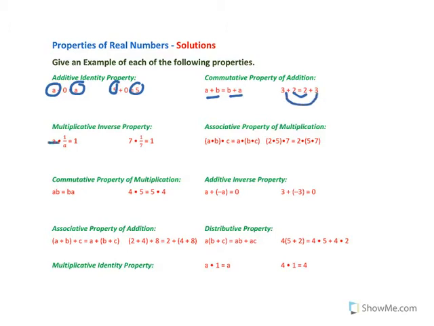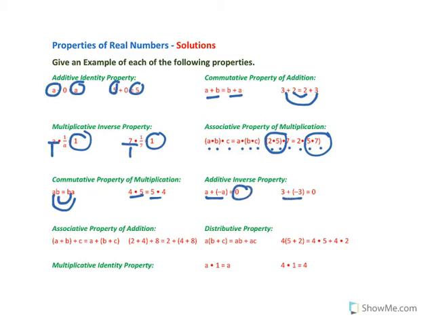Multiplicative inverse, any number times its reciprocal gives you 1. The associative property of multiplication, remember it goes A, B, C, 2, 5, 7, 2, 5, 7. Here I've got these two grouped first, and here I've got these two grouped first. Commutative property of multiplication, flip-flop. A times B, B times A. 4 times 5, 5 times 4. Additive inverse, you add a number plus its opposite, you get 0. 3 plus negative 3 is 0.